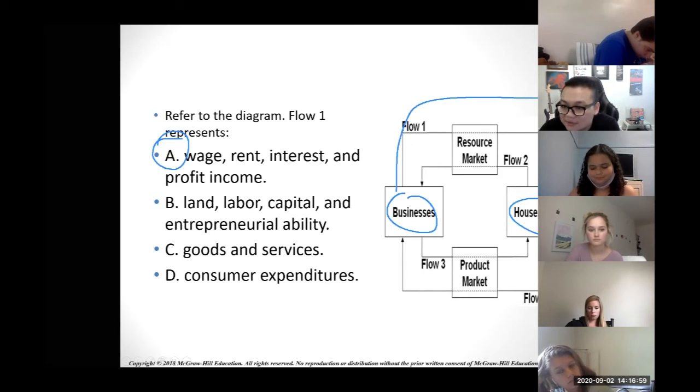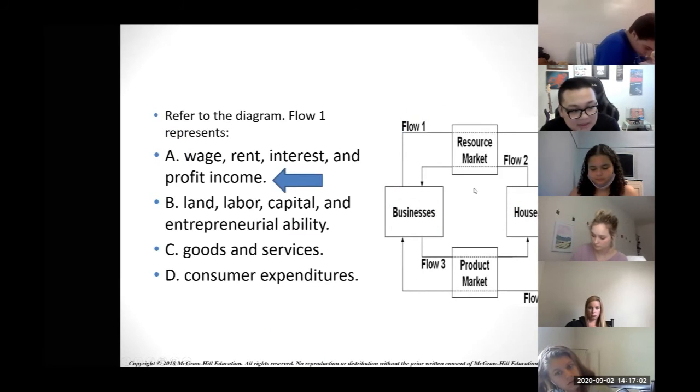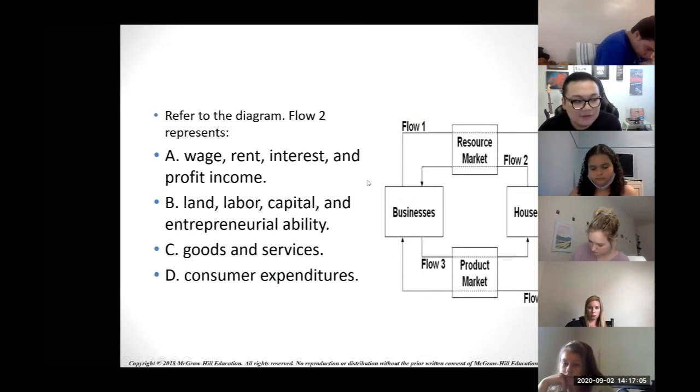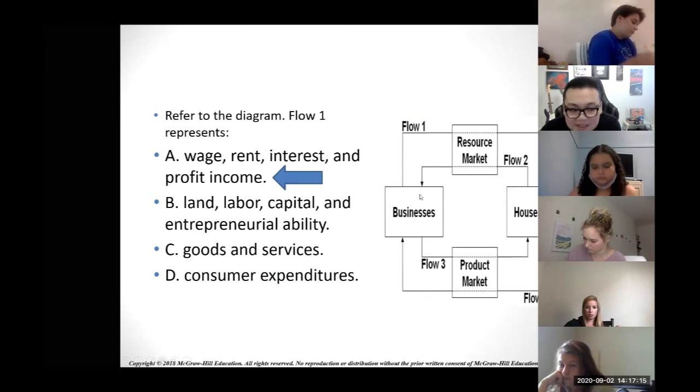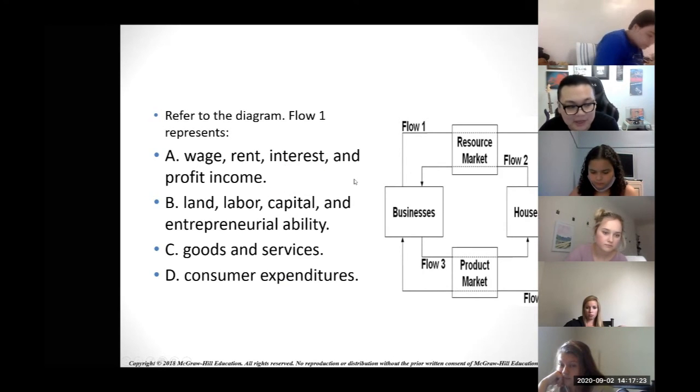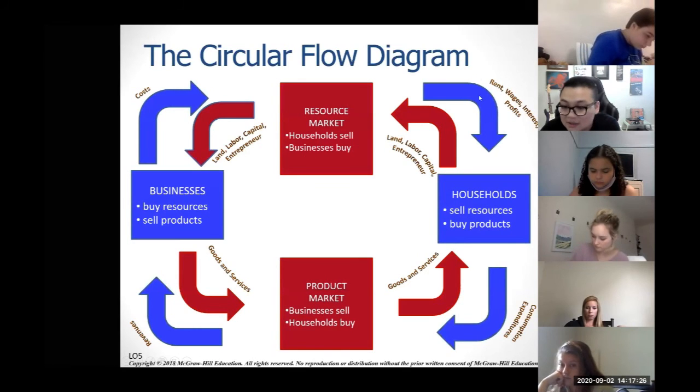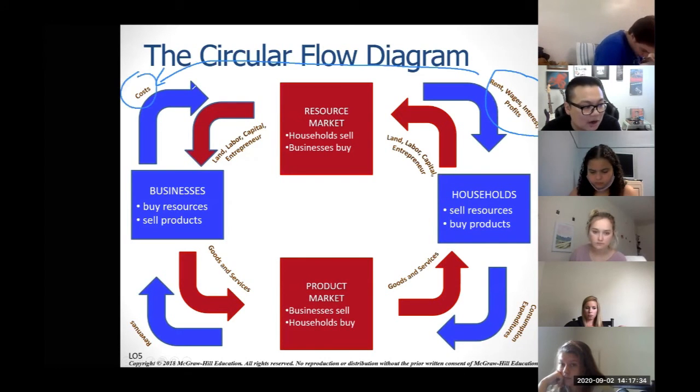Okay, so the answer for this one is A. Once again, flow 1 is asking what the business gives to the household through the resource market. Business buys resources from the resource market, so they're going to pay for it. And the resource market pays the household wage, rent, interest, and profit income. So it's right here, you see the blue arrow. These two things, the rent, wage, interest, and profit, are exactly equal to the cost. These two things are the same amount.